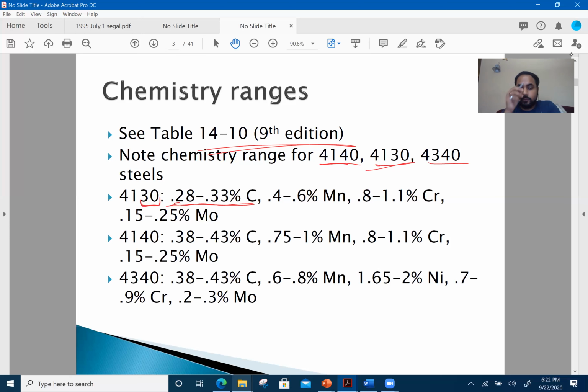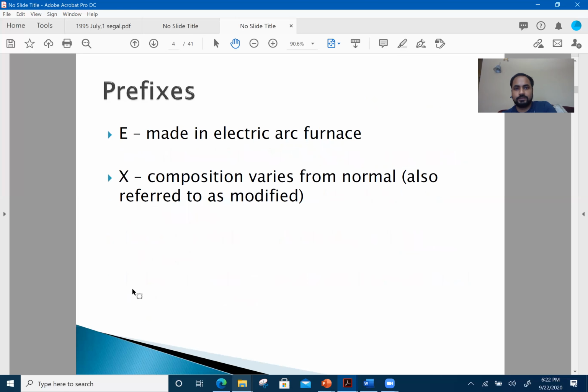So if you have a 4000 series steel, which is like 4 followed by numbers, that 4000 series basically tells you that it has chromium present in it. All the 4000 series will have chromium, and along with chromium, depending on what numbers you have, the alloying elements change. You have manganese, molybdenum, and nickel, and other materials which are present. So that's your 4000 series.